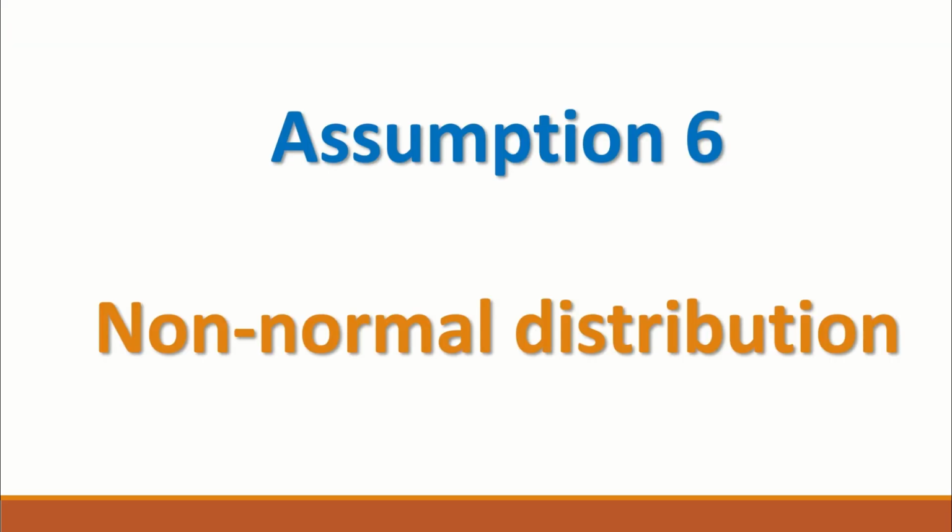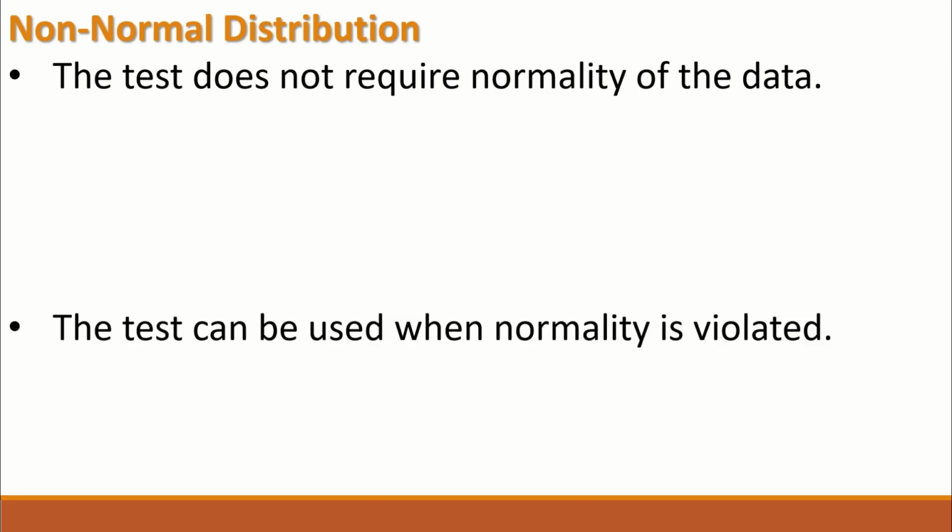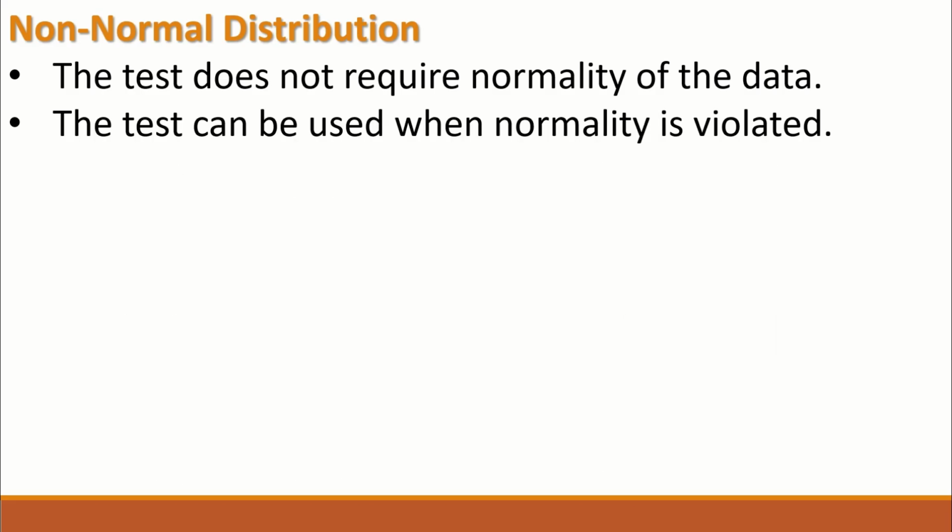And the sixth assumption is that there is no need for the data to be normally distributed. Non-normal distribution means that the test does not require normality of the data. The test can be used when normality is violated.